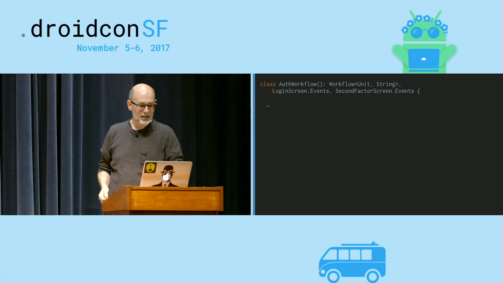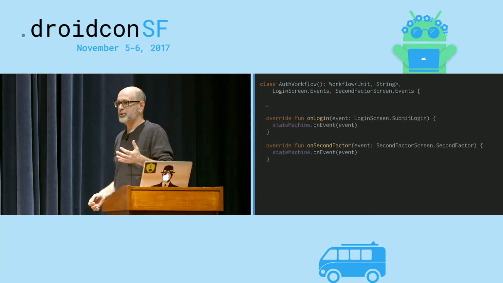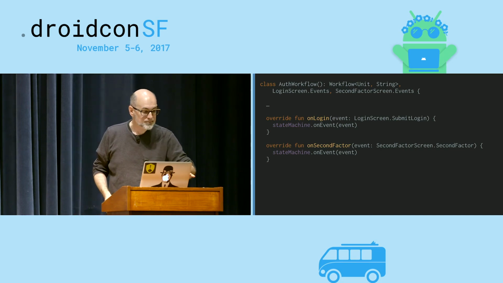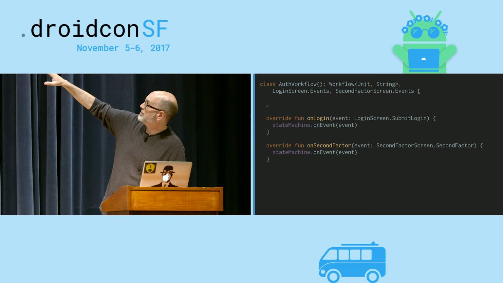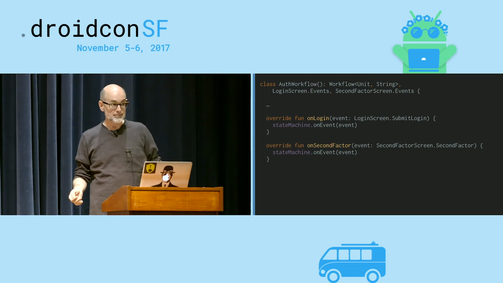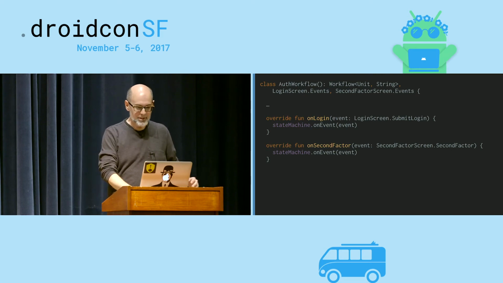And then finally, what do we do when input comes in? All we've done so far is provide data to be rendered. And what we do maybe is something like this. Receive the login event, receive the second factor event, and we'll just plug it into our state machine. A state machine? Nobody mentioned a state machine.